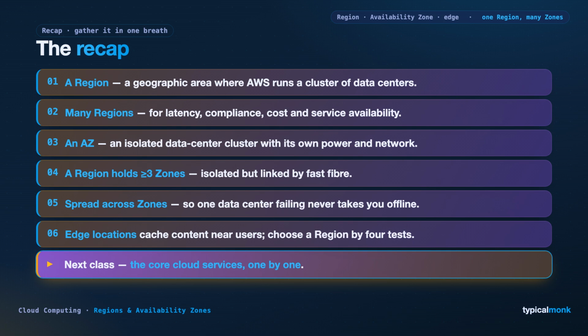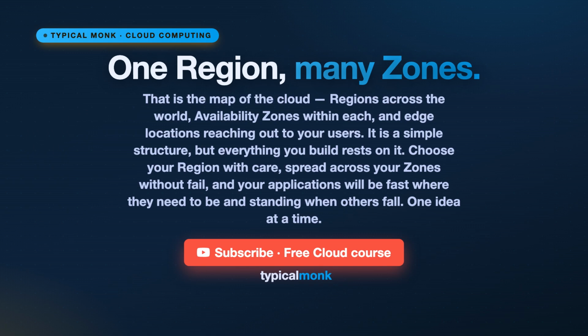Next class, the core cloud services, one idea at a time. That is the map of the cloud: regions across the world, availability zones within each one, and edge locations reaching out to your users. It is a simple structure, but everything you will ever build rests on it. Choose your region with care, spread across your zones without fail, and your applications will be fast where they need to be and standing when others fall. We will see you in the next class.